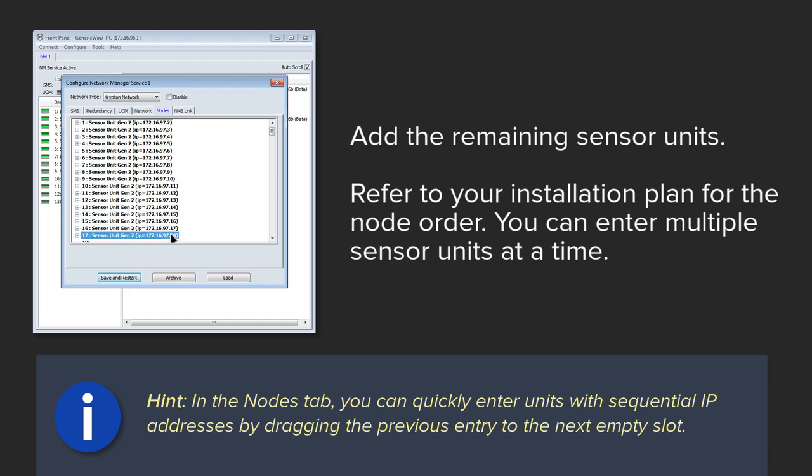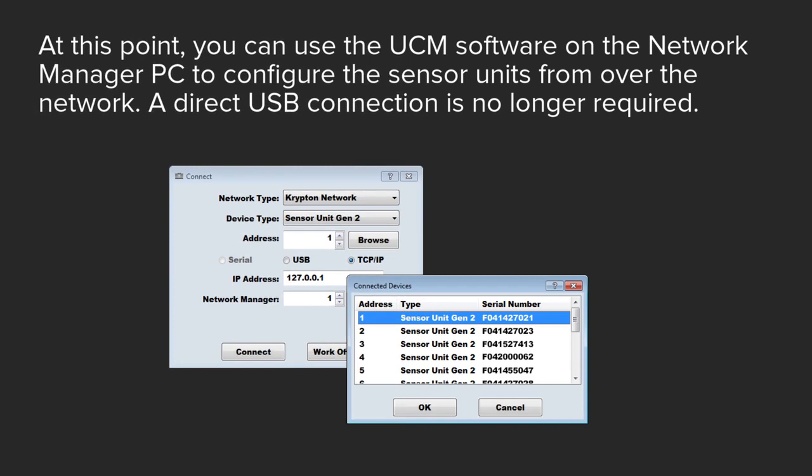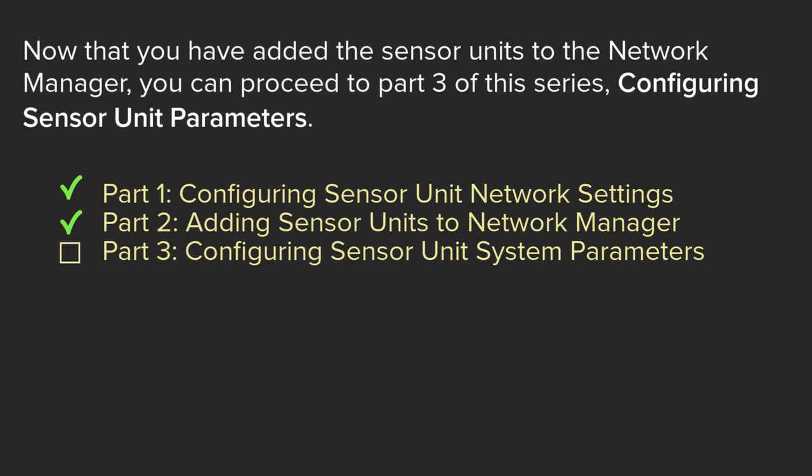At this point, you can use the UCM software on the Network Manager PC to configure the sensor units from over the network. A direct USB connection is no longer required. Now that you have added the sensor units to the Network Manager, you can proceed to part 3 of this series, configuring sensor unit parameters.